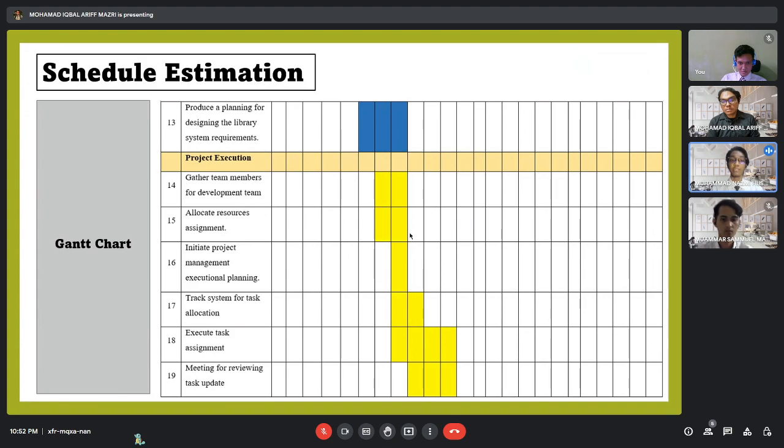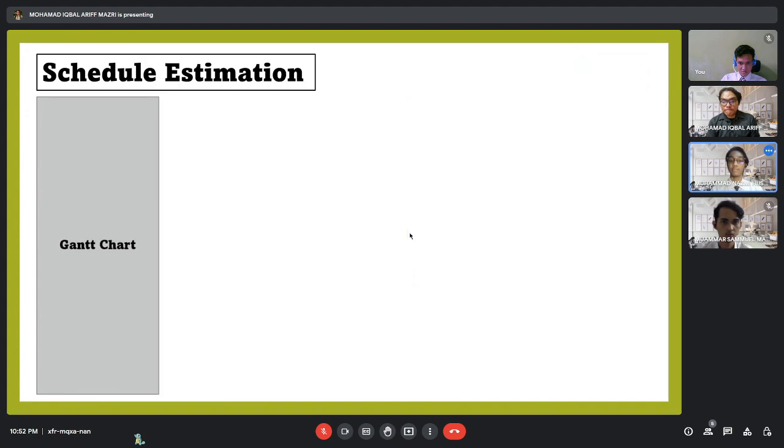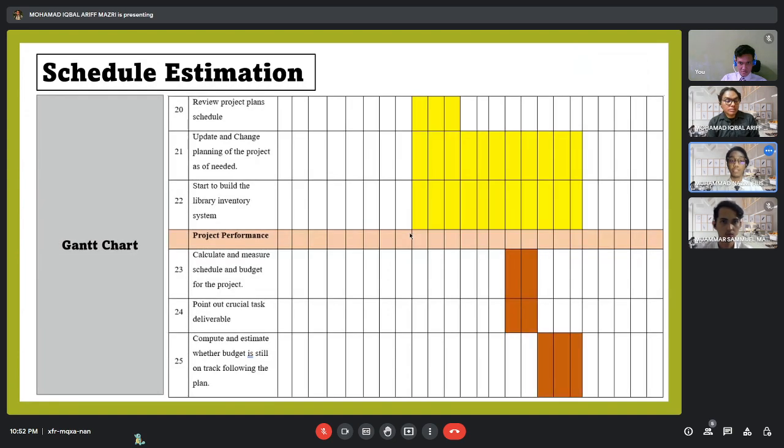Inside project execution, we want to gather team members for the development team, allocate resource alignment, initiate project management and execution planning. We are going to track the system for task allocation, execute task assignment, and hold meetings for reviewing task updates. Then review project plans, schedule, update and change the planning of the project as needed, and start to build the delivery system. We are going to do this in the months of June and July.